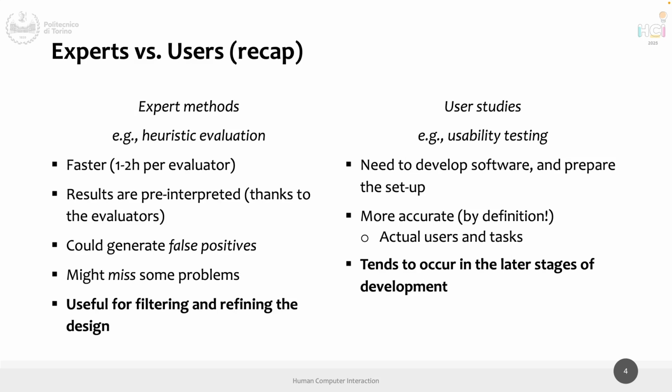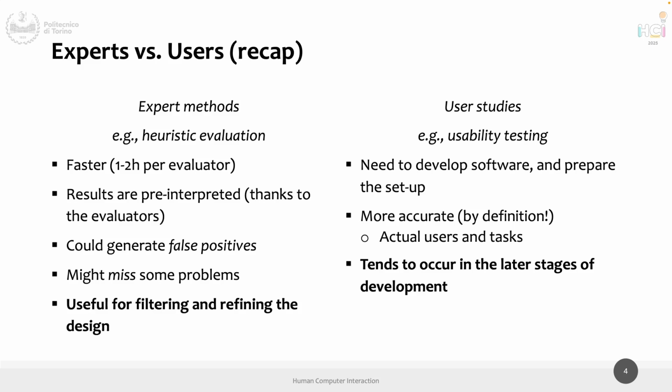We have done, as you know, the expert evaluation already, so the heuristic evaluation. The heuristic evaluation, or in general an expert method, is typically quite fast, 1 to 2 hours per evaluator according to the different kinds of devices, prototypes, interfaces you are going to use. Results are pre-interpreted because the evaluators are of course experts, so they give you an interpreted result according to some heuristics, some guidelines, some knowledge that they have.